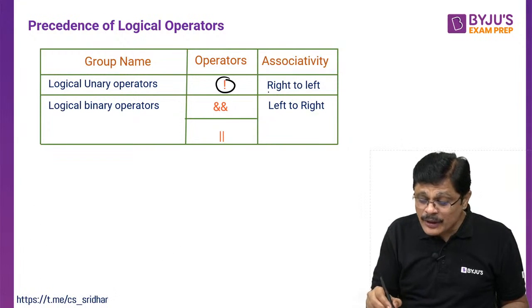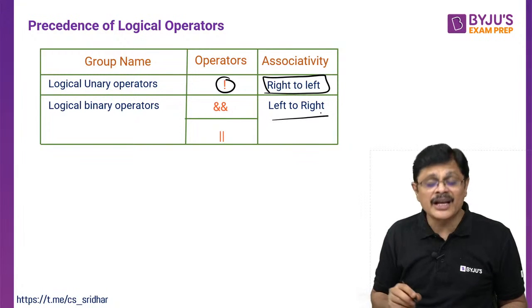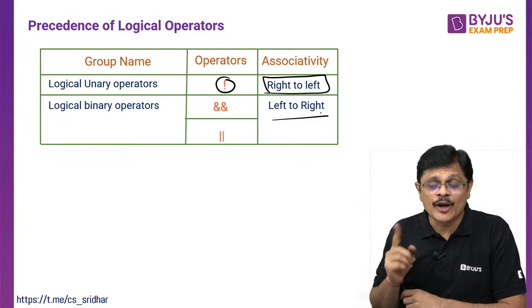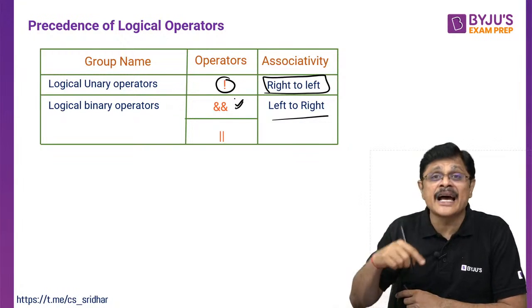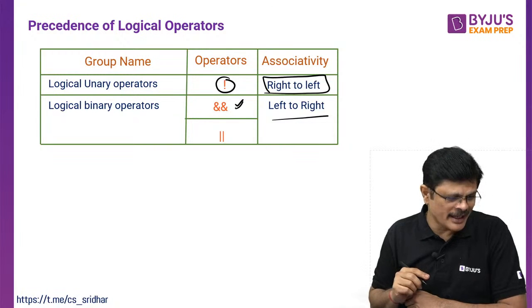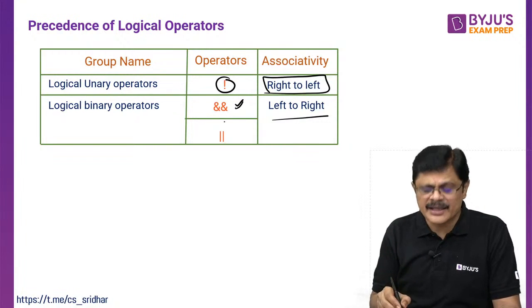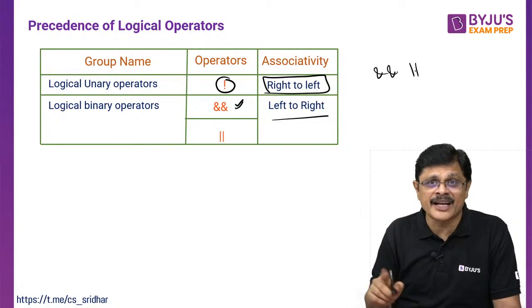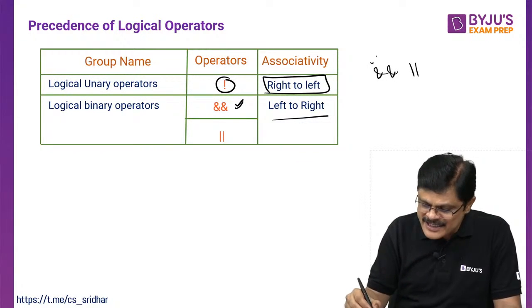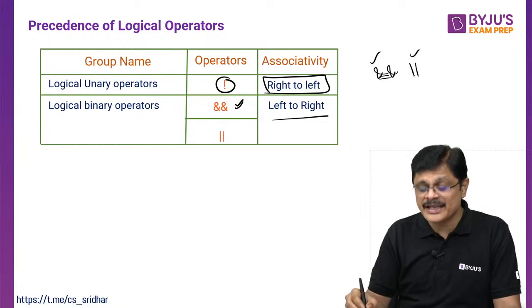This is right to left. Only this one is right to left, whereas logical AND and logical OR are left to right associative. Actually, logical AND has higher precedence than logical OR, my dear friends. Logical AND has higher precedence than logical OR. Generally, people write these two as the same category. Please be careful. They are not of the same category. They are of different categories. This has higher precedence than this one.